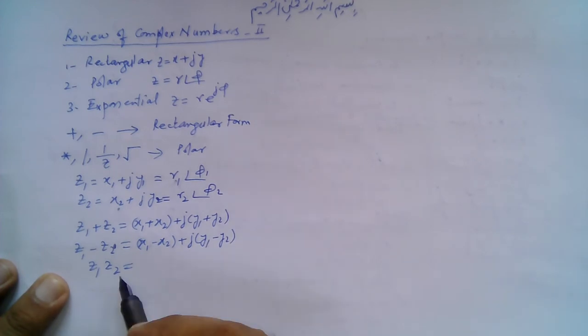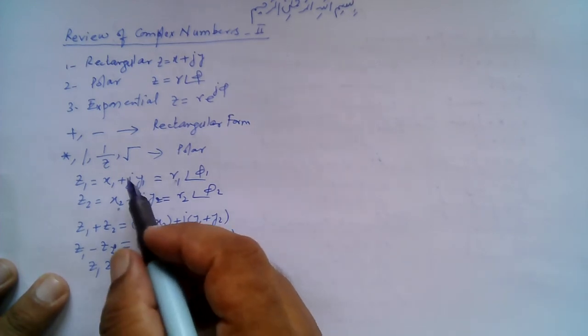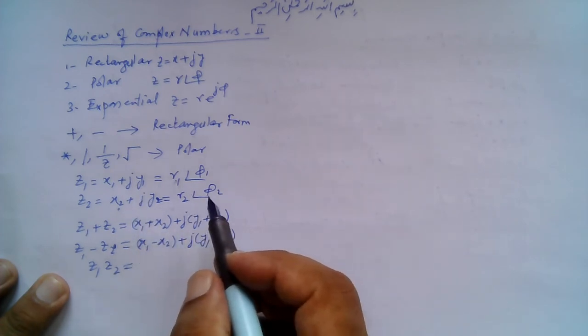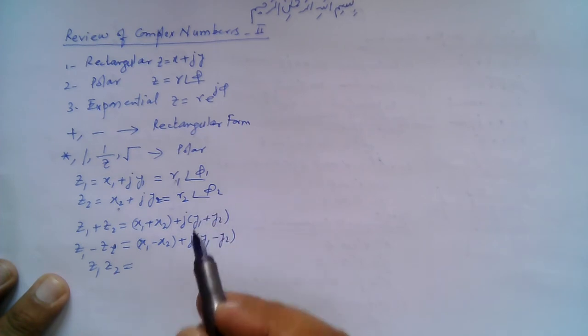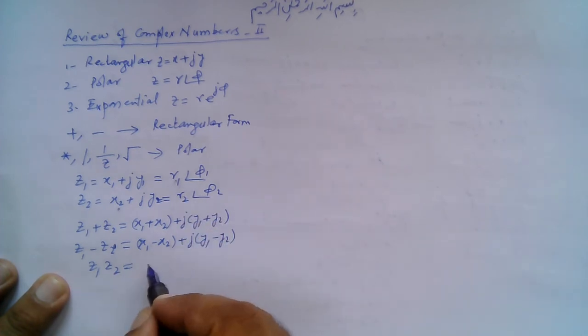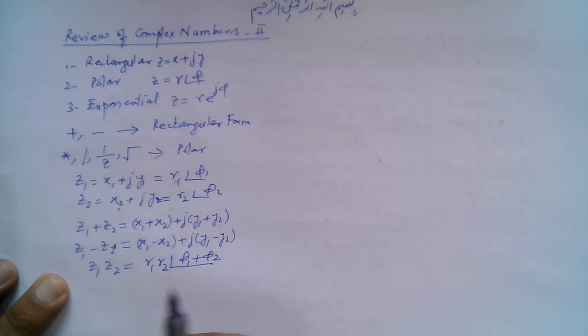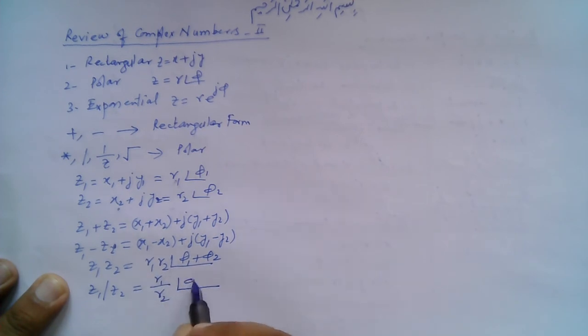Remember that we can perform the multiplication using the rectangular forms also, right? But it will be convenient if we are using the polar form, right? So in the polar form, the multiplication is given by r1 r2, and the angles will be added together, phi 1 plus phi 2, right? And similarly, the division z1 divided by z2 will be given by r1 divided by r2, right? And the angles will be subtracted, phi 1 minus phi 2, right?